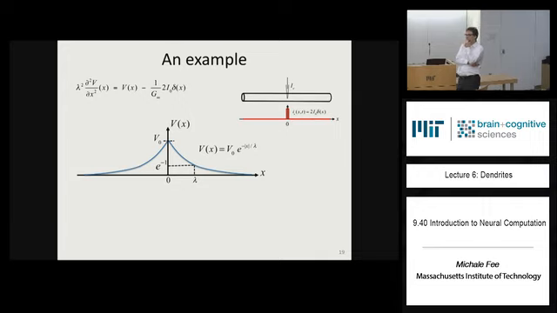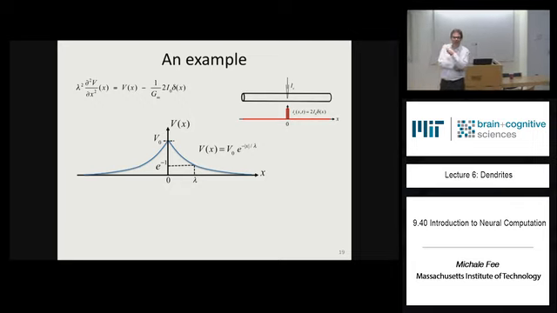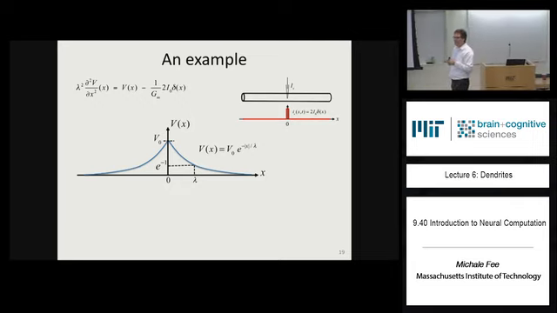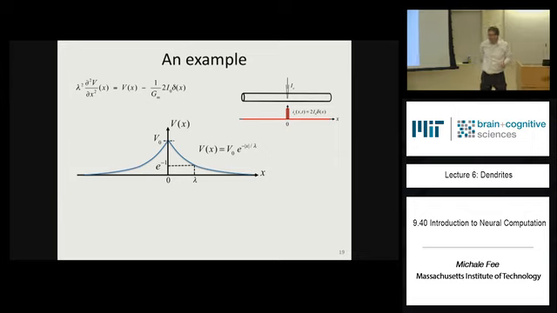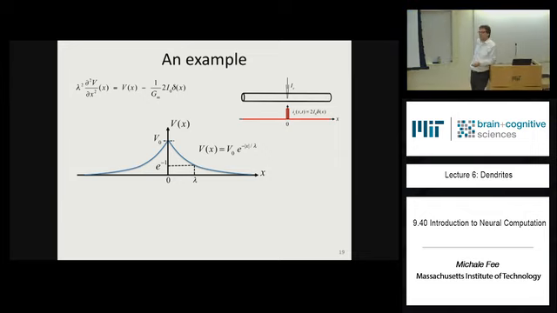Any questions? Okay, it's pretty simple. We took an unusually complicated route to get there, but that's the nice thing: you've seen the most general solution to how a cable, a dendrite, will behave when you inject current into it. Okay.